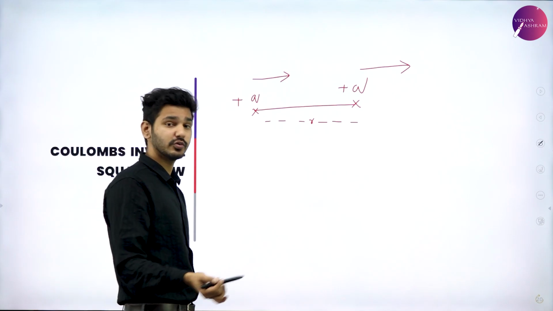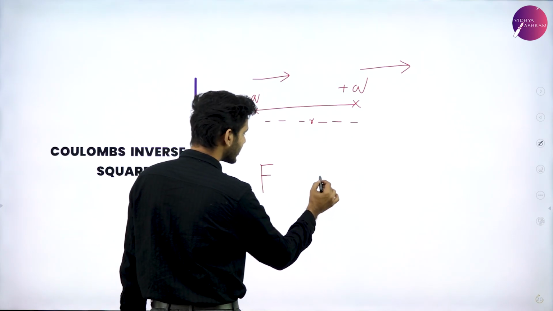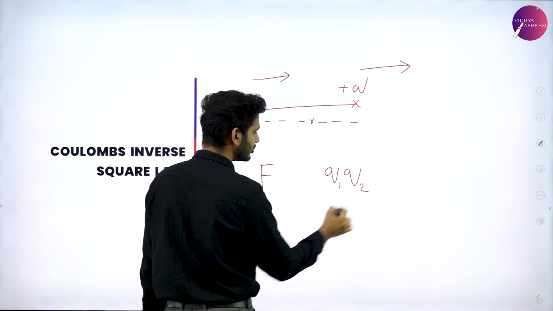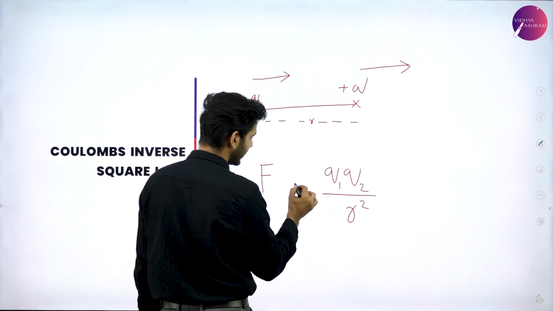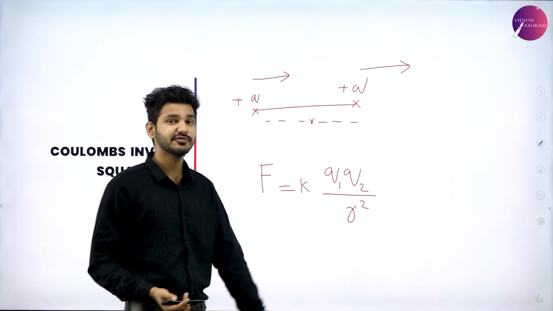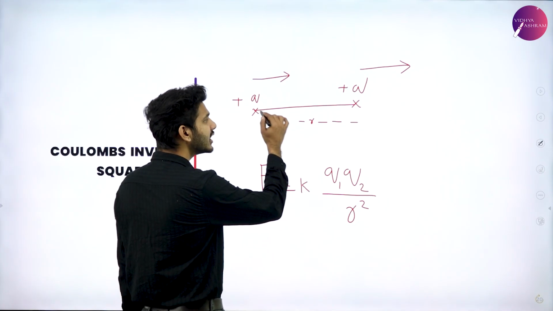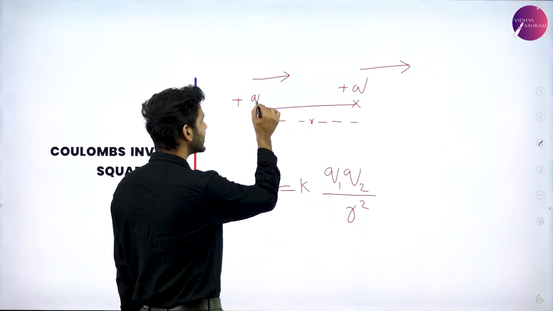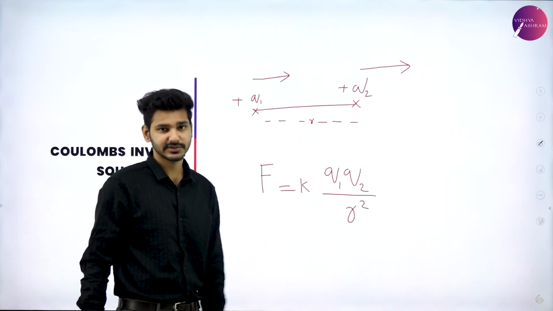So what Coulomb said was the force will be proportional to the product of their charges, that is Q1 and Q2, and inversely proportional to the square of the distance between them. And to avoid the proportionality sign, he introduced a constant which is K. We'll get to that immediately, but wait. So there are two charges, positive Q and positive Q, denoted as Q1 and Q2, and they are r distance apart.